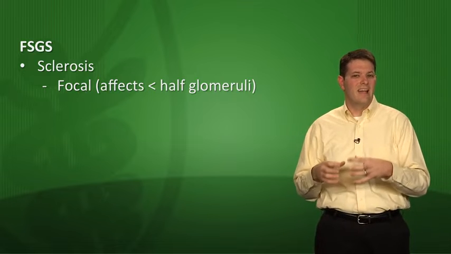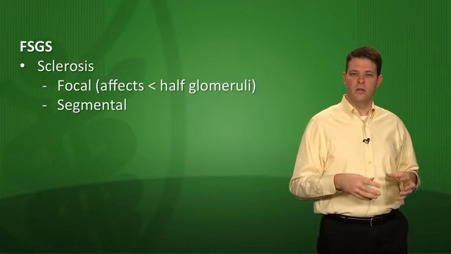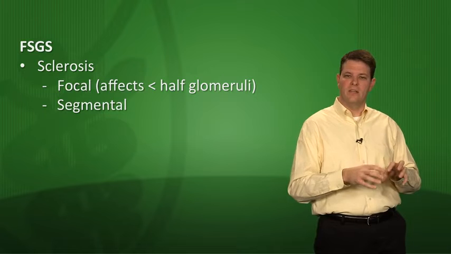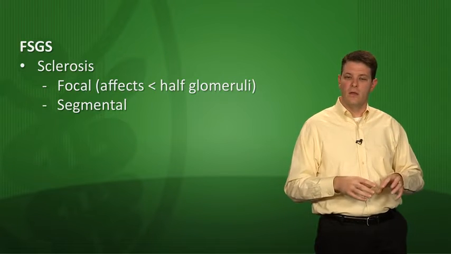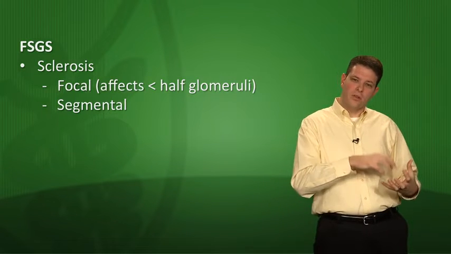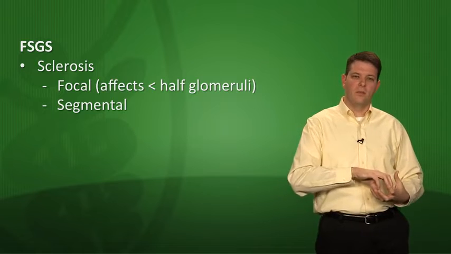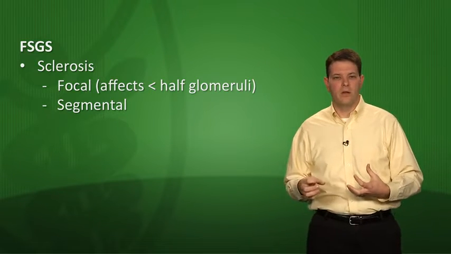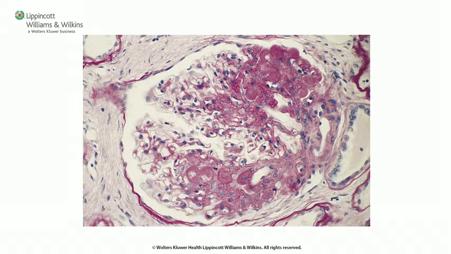So the sclerosis is focal, which means it affects less than half the glomeruli, and it's segmental, which means that certain segments or regions of the kidney are more likely to be affected than others. For instance, deeper glomeruli closer to the medulla may be affected first, and then the glomeruli near the cortex may be spared, so it's segmental. There are also variants of FSGS where only one part of the glomerulus is affected, like you see here. So parts of this glomerulus look pretty normal, but then other parts are really pink and sclerosed.